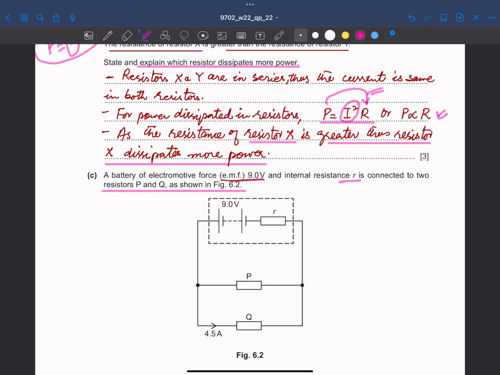So what is happening actually, you can see that the current is coming here, and then it will divide into these two parts, and again they will meet somewhere here. So whatever the current you have here, this will be the current which is passing through the internal resistance. Let's see what they are asking.